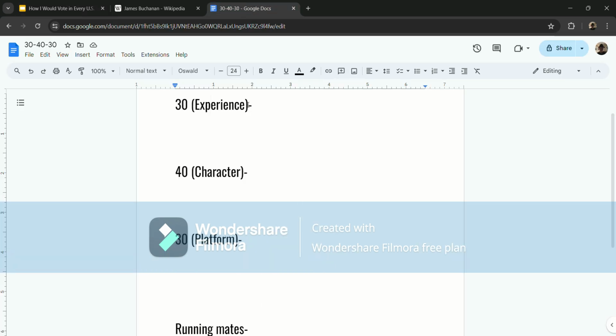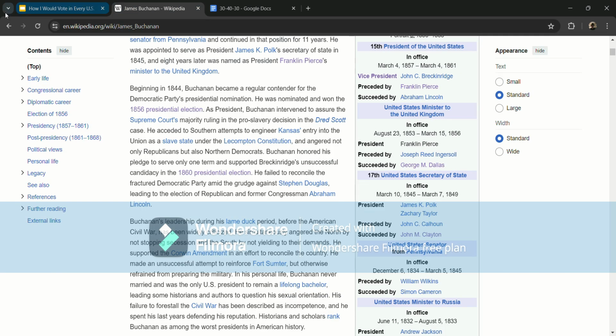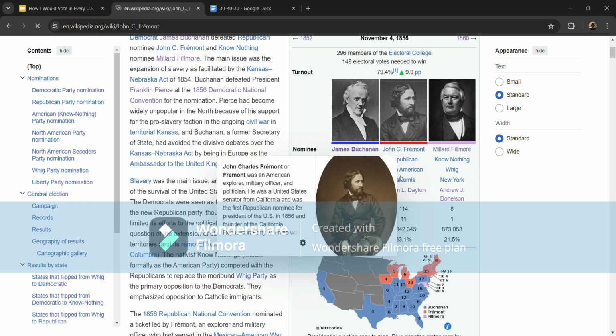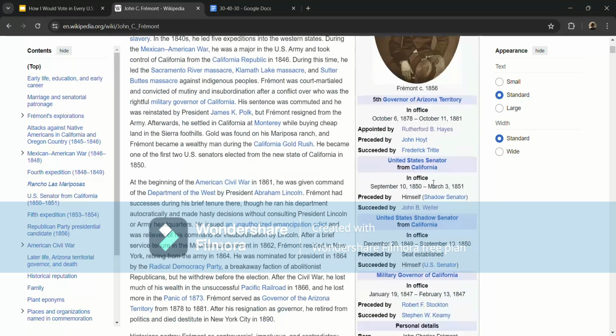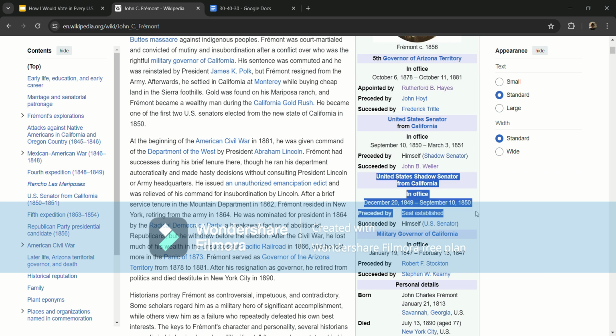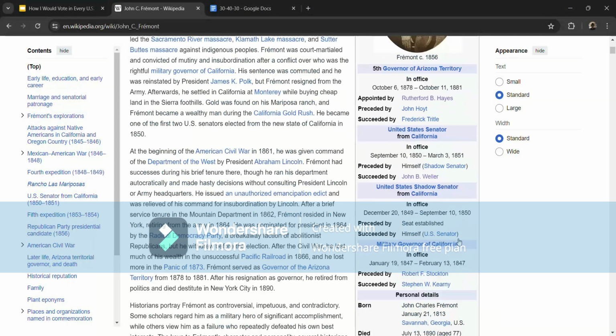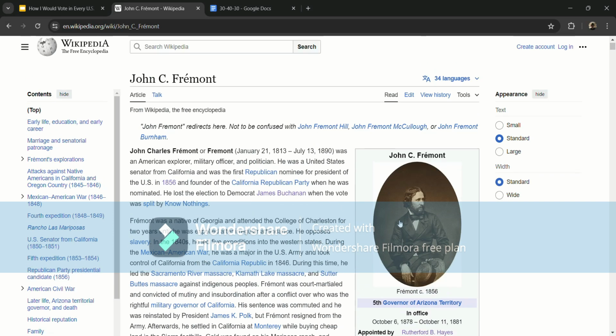So James Buchanan, despite winning the experience category hands down, is extremely lackluster when it comes to character and platform, especially platform. So I look over here and I see John C. Fremont, who definitely is not the most experienced candidate in the world. He's from California. The only thing he was was a senator from California, and before that, a shadow senator, whatever in the hell that means, for not even 2 years. Military governor of California, so he is a military man, so that's always good to see. Became a major general later in the Civil War, of course.